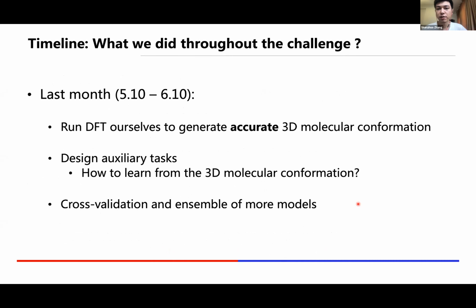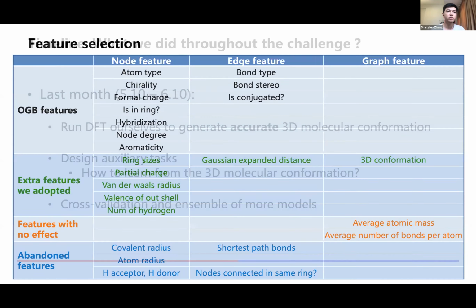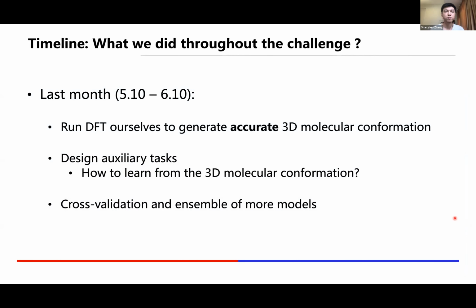And then in the last month, we ran DFT ourselves to generate accurate 3D molecular conformation. We did this because, based on the background of the task, we suppose there is a strong correlation between the molecular conformation and the HOMO-LUMO gap. And with the conformation, a question comes up: how to design the auxiliary tasks, how to make our model learn from the 3D molecular conformation. And then in the last week before the final submission, we just did some cross-validation and ensembled more of our models.